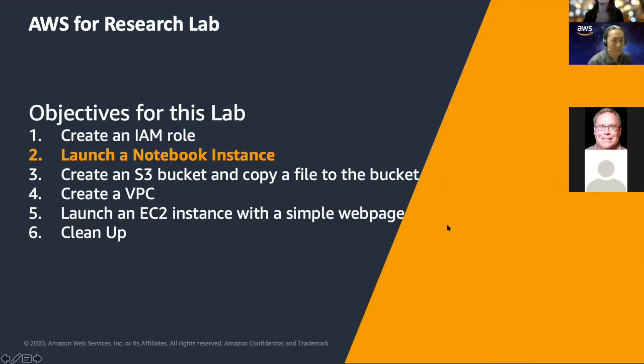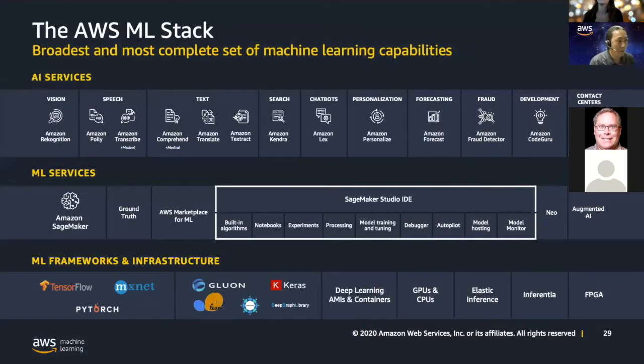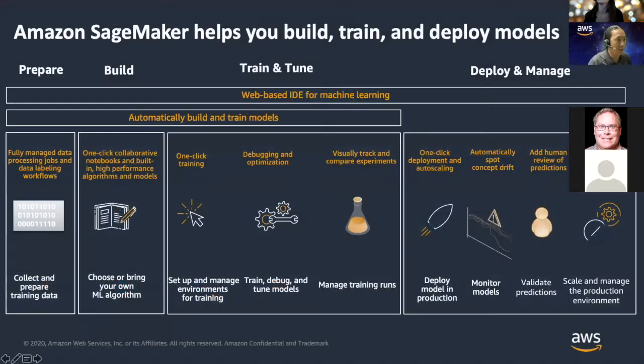So, okay, now we're going to launch the SageMaker instance. So let's talk about SageMaker. AWS has a pretty broad machine learning stack, and it covers everything from pre-built models to building models to the underlying frameworks. We're going to be focusing on SageMaker, which is this piece here. And SageMaker is our machine learning service.